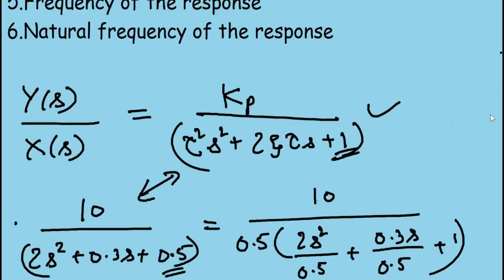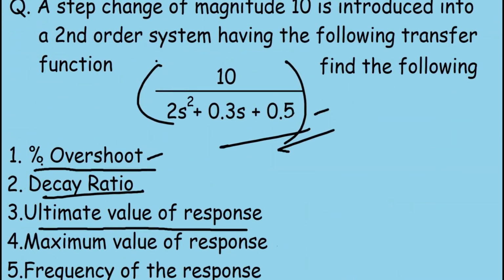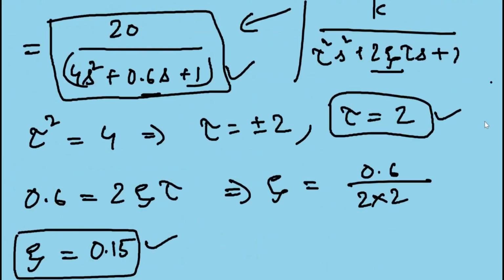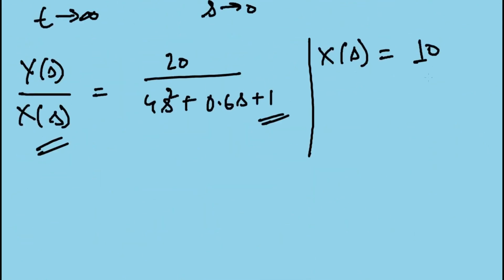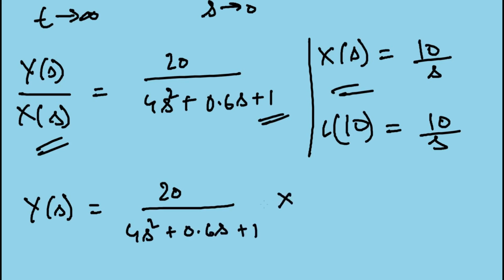Okay, so now what is this X(s)? If you read the question carefully, you can easily find what X(s) is. X(s) is nothing but 10 by s, because they have said that a step change of magnitude 10 is introduced. That means what is X(s)? X(s) is nothing but 10 by s, because the Laplace transform of 10 is 10 by s. So that is what X(s) is. So if I put it, what I will get is Y(s) equals 20 divided by 4s square plus 0.6s plus 1 times 10 divided by s. So this is what Y(s) is.